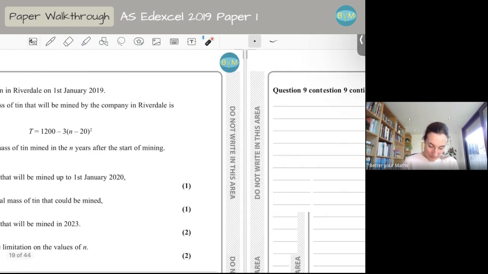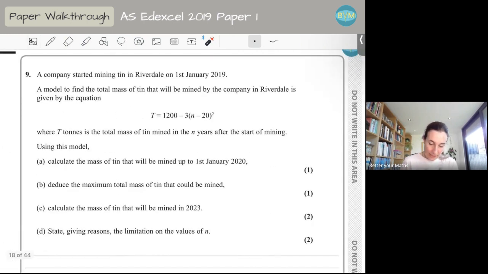More questions. This one. A company started mining tin in Riverdale on the 1st of January 2019. This is not a difficult question and it's not even many marks. You may find it a bit confusing because it's a modeling question and modeling questions are always a bit like that, so try to not get scared by them.